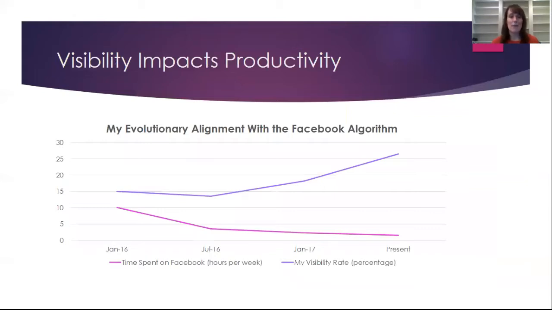Now, visibility impacts productivity, and personally, the more that I have been in alignment with the Facebook algorithm, the less and less time I spend on Facebook. So just know that when your posts are really creative and very valuable and content rich, we want to make sure that you're posting them in the right groups and getting in front of the right people, and that you have the right support system and the right community around you.